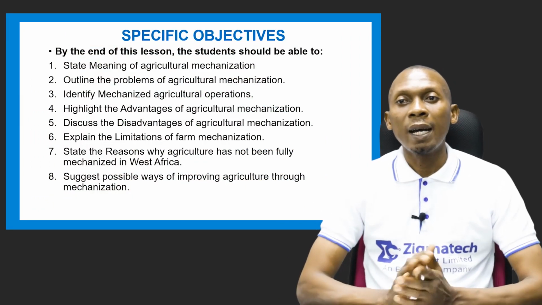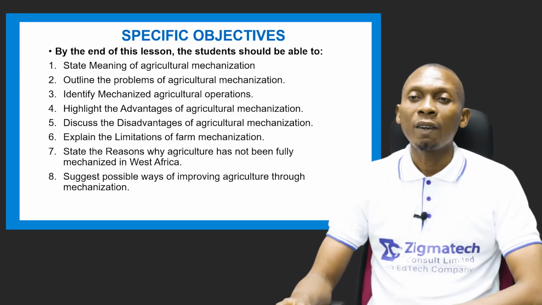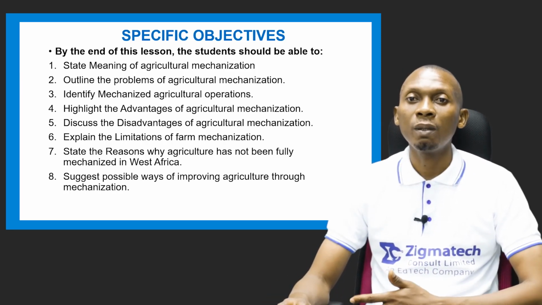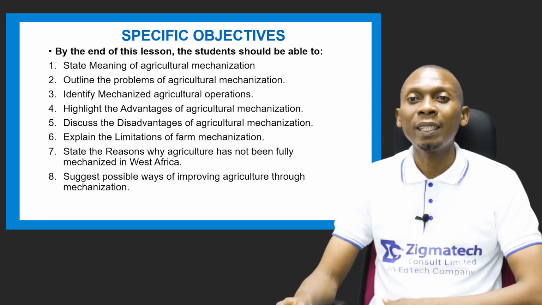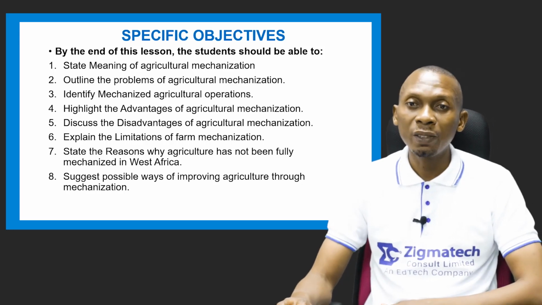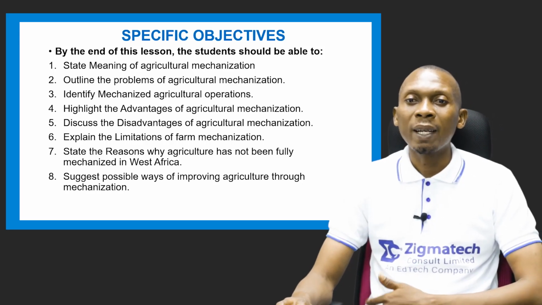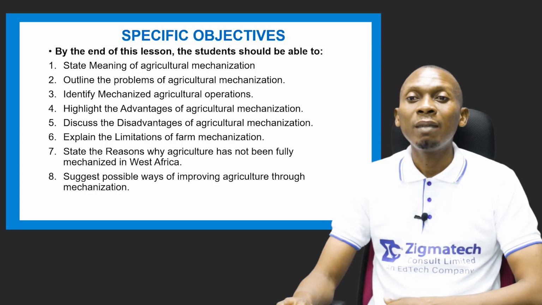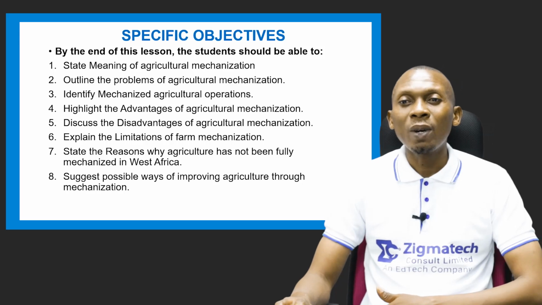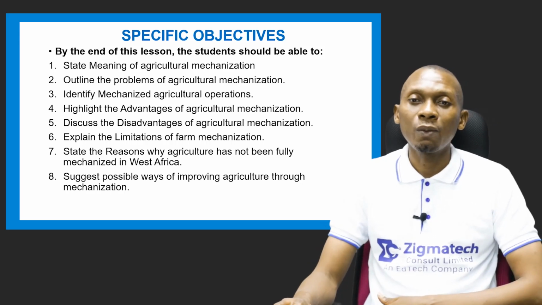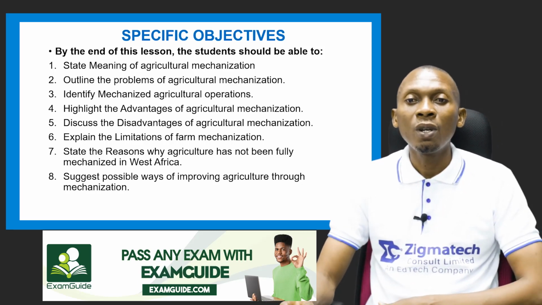So let's take a look at the specific objectives. By the end of this lesson, you should be able to state the meaning of agricultural mechanization. You should be able to outline the problems of agricultural mechanization. You should be able to identify mechanized agricultural operations and also highlight the advantages and disadvantages of agricultural mechanization. You should also be able to explain the limitations of farm mechanization. You should also be able to state the reasons why agriculture has not been fully mechanized in West Africa. And finally, you should be able to suggest possible ways of improving agriculture through mechanization.